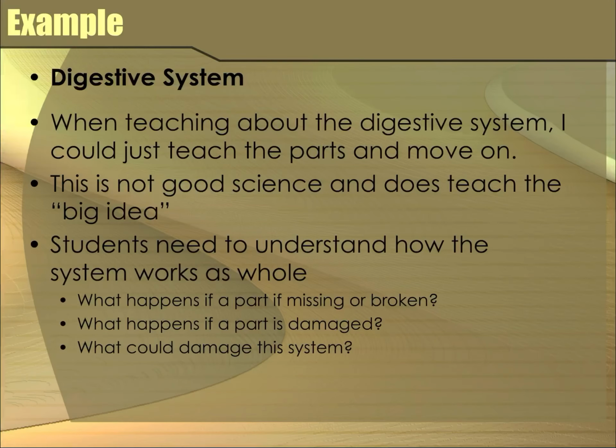So what's an example? Well, your digestive system. When you're teaching about the digestive system, I could just teach the parts and move on. Your stomach, your mouth, so on and so forth. But this is not good science and does not teach the big idea. So students need to understand how the systems work as a whole. What happens if a part is missing or broken? What happens if a part is damaged? And what could damage the system?